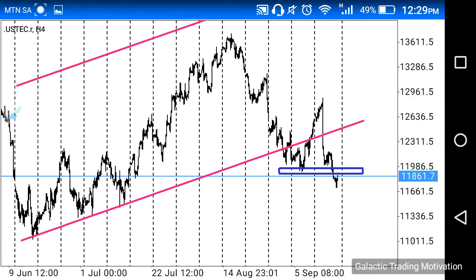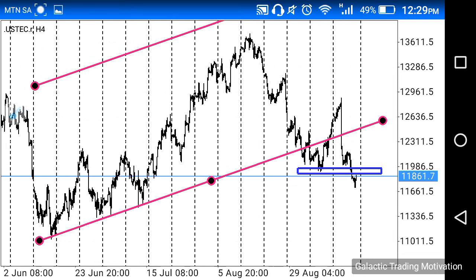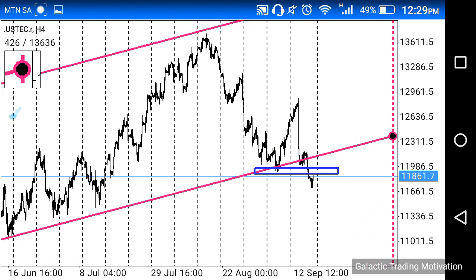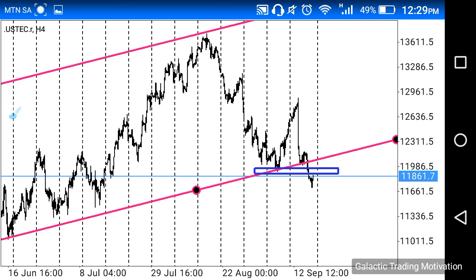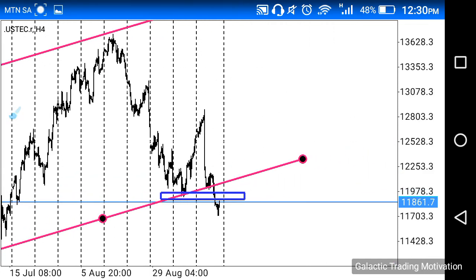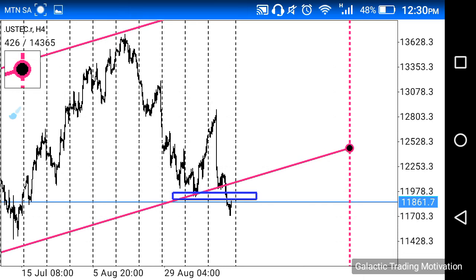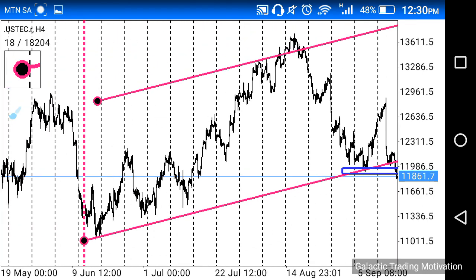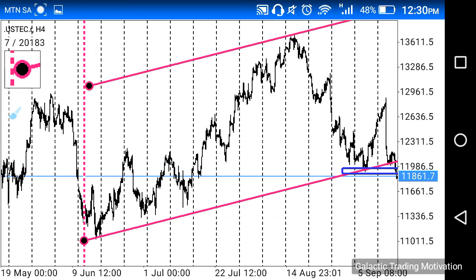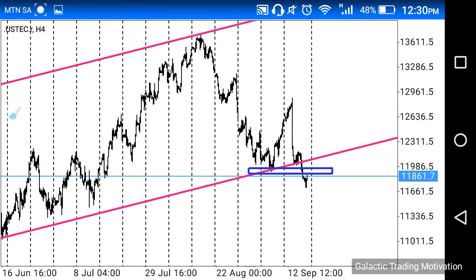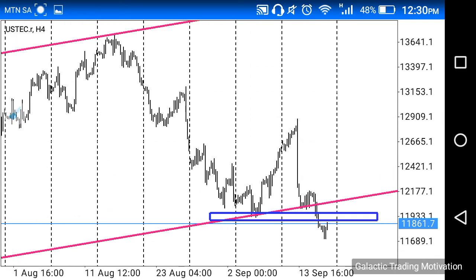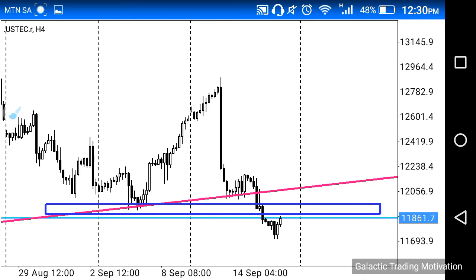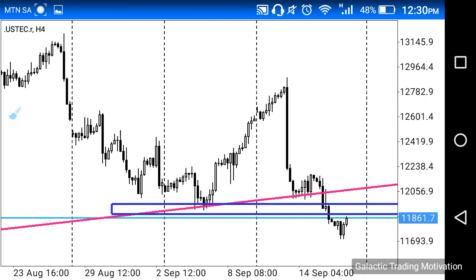So here we are on the H4 chart. Just want to fix my lines. Just bear with me. There we go, more or less. All right, there goes our daily channel. So what else do we see in regards to the H4 chart, right? Let's have a look. What else do we see on the H4 chart that we should be looking at?